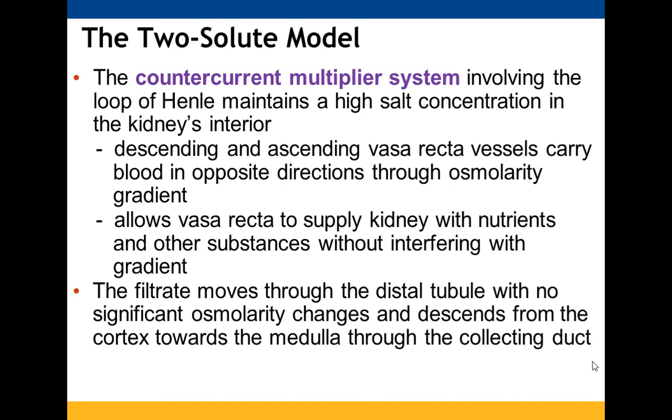Why are we able to do this? This is a countercurrent multiplier system with the loop of Henle that helps to keep the salt concentration in the kidney's interior pretty high. We talked about those vasa recta vessels, blood moving in opposite directions, because in theory, this wouldn't work because everything wants to reach osmosis. So how are you able to get the kidney and specifically the loop of Henle what it needs and not have water move into the kidney's interior?